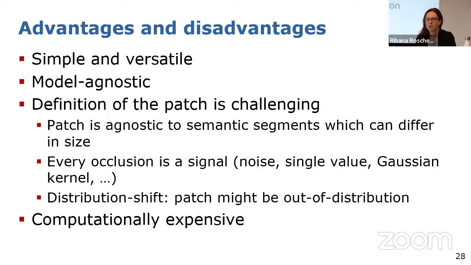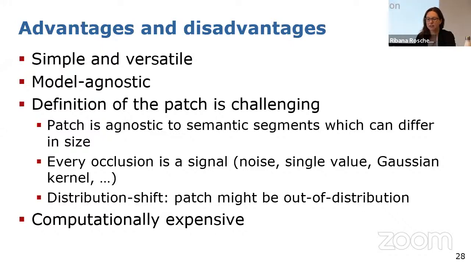Then also every occlusion is a signal. So you cannot really cover up something, so it's not missing. If you use, for example, a patch which has a single value like 0, it's always a patch, it's always a pattern. Or you can use noise, which is a little bit better, or you can use a Gaussian kernel, so you blur the current appearance there. So this is also a good decision to do.